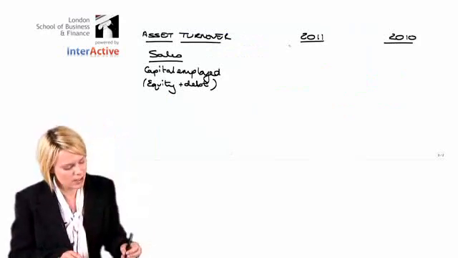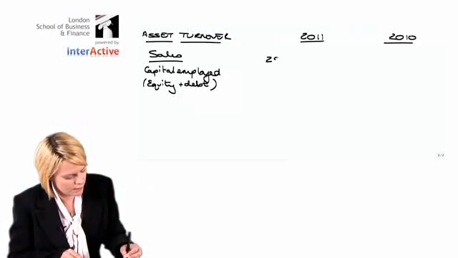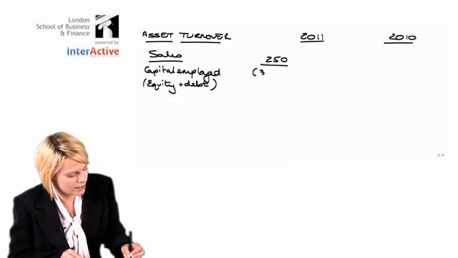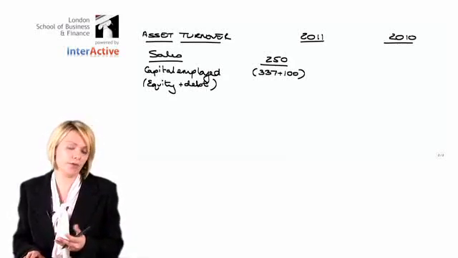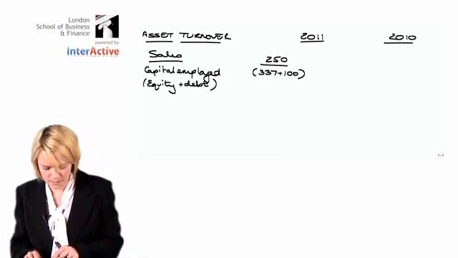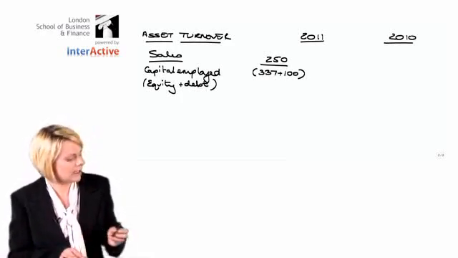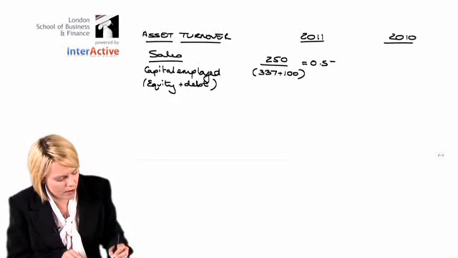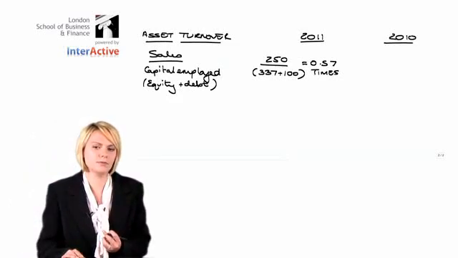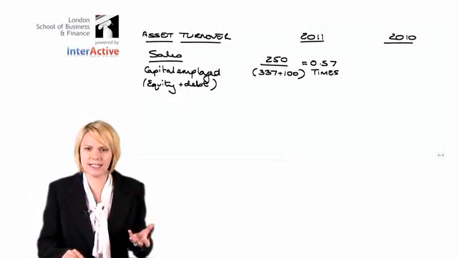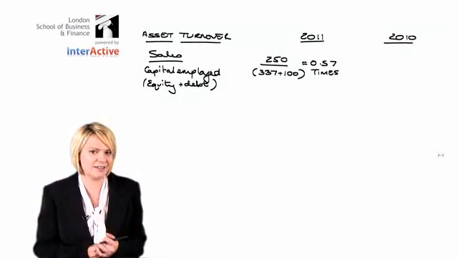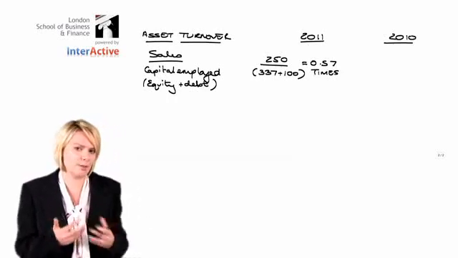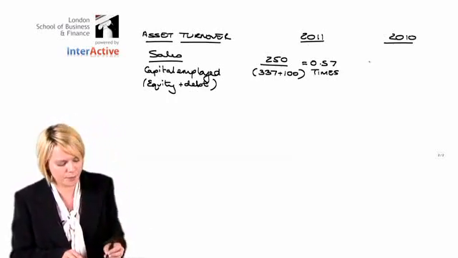So let's pop these figures in. Sales, 250, over capital employed, 337 plus 100. So we already said that was 437. And that's going to give us 0.57 times. Okay. So for each dollar we spend in asset, it's only going to give us 57 cents in revenue. That's not really good, is it? Okay. You're not really making a return on that capital that you've invested in terms of revenue.